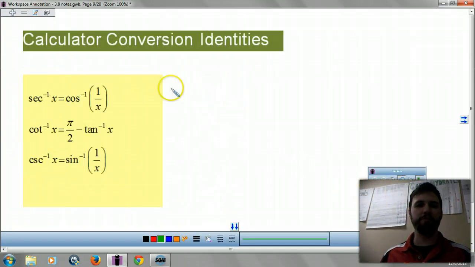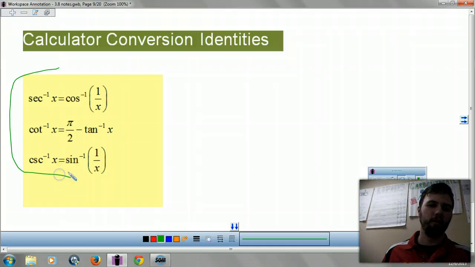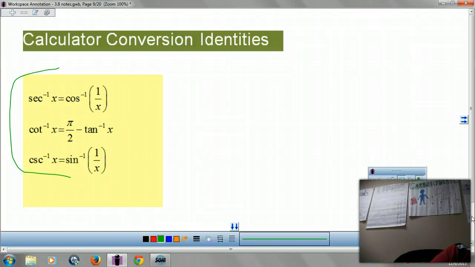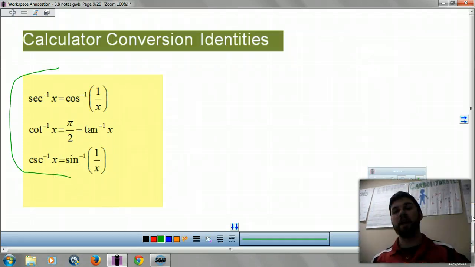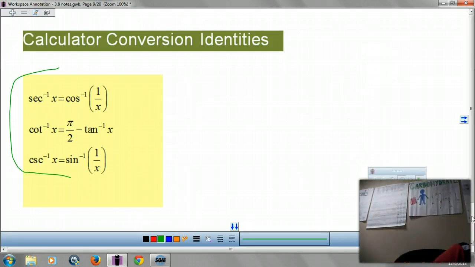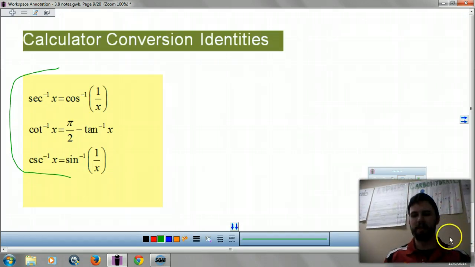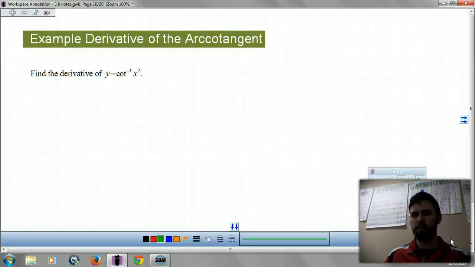For example, and calculator conversions, go and write these down as well. Maybe you guys might not have the calculator buttons like secant inverse, cotangent inverse, and cosecant inverse, so you have to plug this in. Got it? Good. One more.